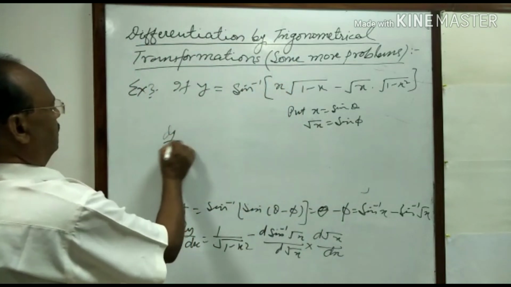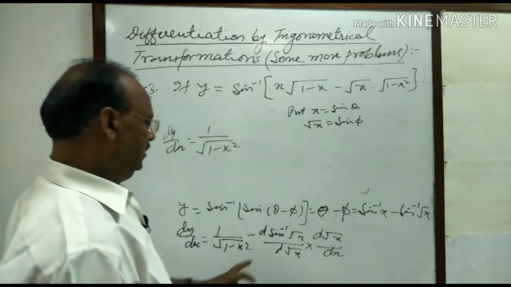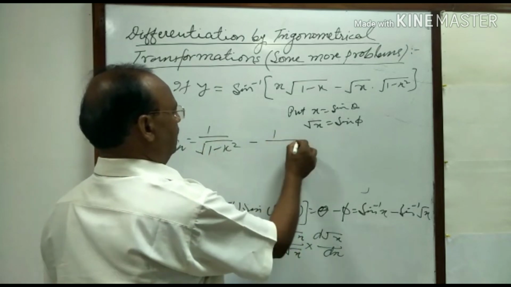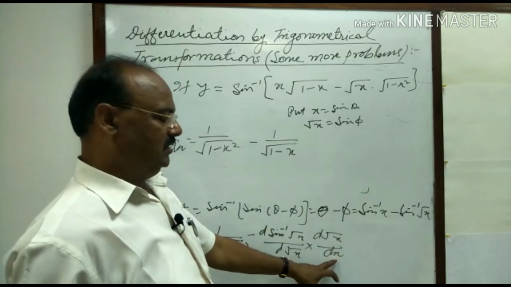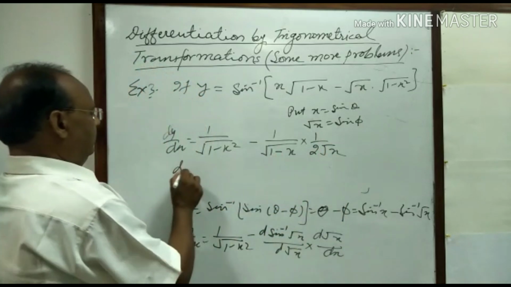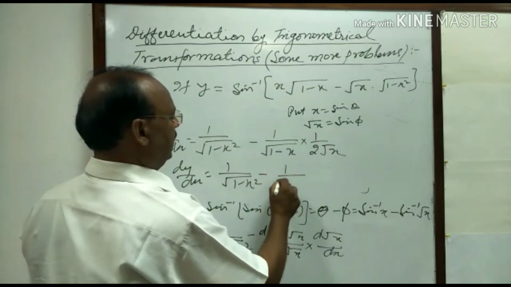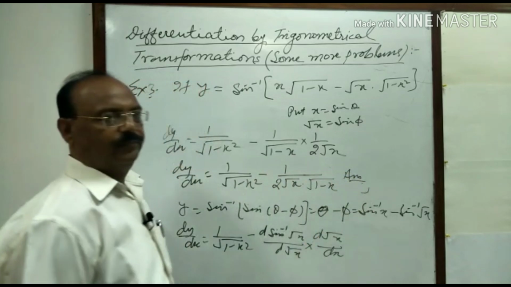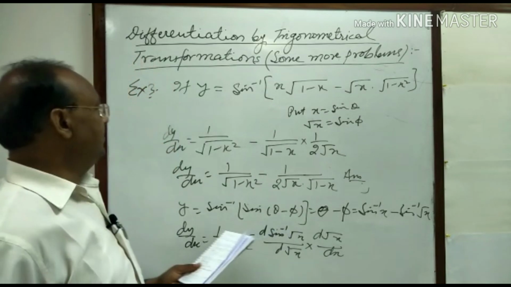So we are getting here dy by dx is equal to 1 by root over 1 minus x square minus derivative of sine inverse of root x, which can be written as 1 by root over 1 minus its whole square is x, and derivative of root x with respect to x is 1 by 2 root x. So we are getting the answer here. Derivative of y with respect to x is 1 upon root over 1 minus x square minus 1 by 2 root x into root 1 minus x. This is the answer. Now let us see the next question. This will be the last question of this video.